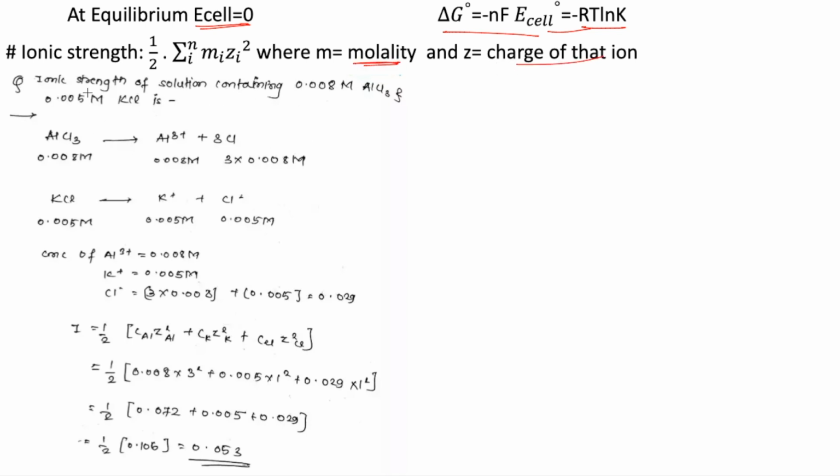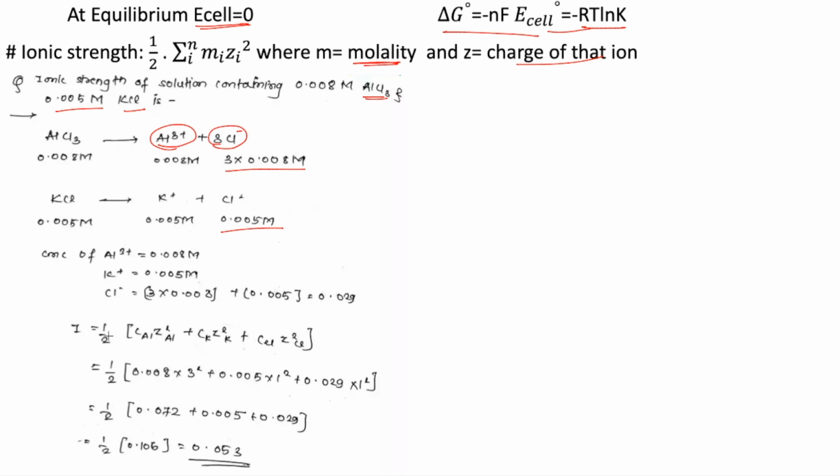Let's take an example: the ionic strength of the solution containing 0.008 molar AlCl3 and 0.005 molar KCl. AlCl3 is going to break into Al 3 plus and 3 moles of Cl minus, and the concentration is given to you as 0.008 molar. So you just have to multiply with the stoichiometric coefficient. The concentration of Al 3 plus is going to be 0.008 molar. Similarly for KCl I have separated it out. Now write down their concentrations, and the concentration of the chloride ion is going to be the sum of this plus this.